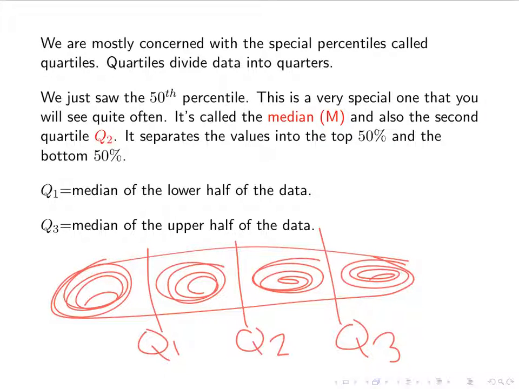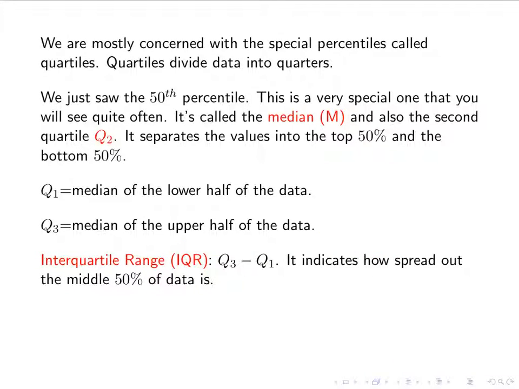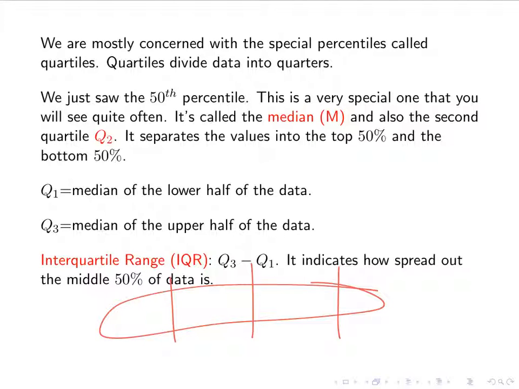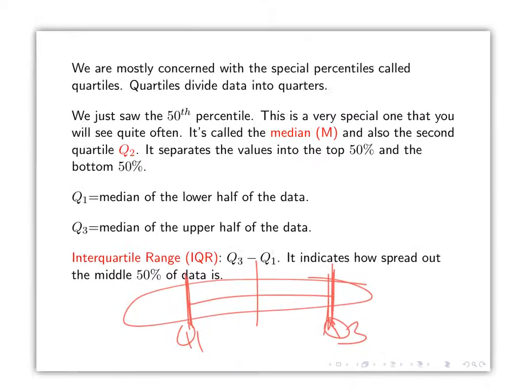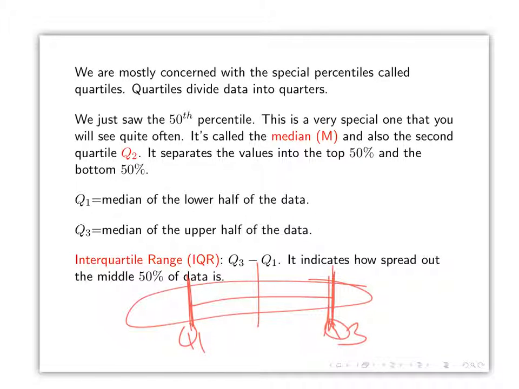We also have what's called an interquartile range, usually denoted by IQR, and that's Q3 minus Q1, and it indicates how spread out the middle 50% of the data is. So again, if we go back to our dividing it into fourths, Q1 and Q3, it's Q3 minus Q1. So it tells us how spread out the middle 50% of this is.